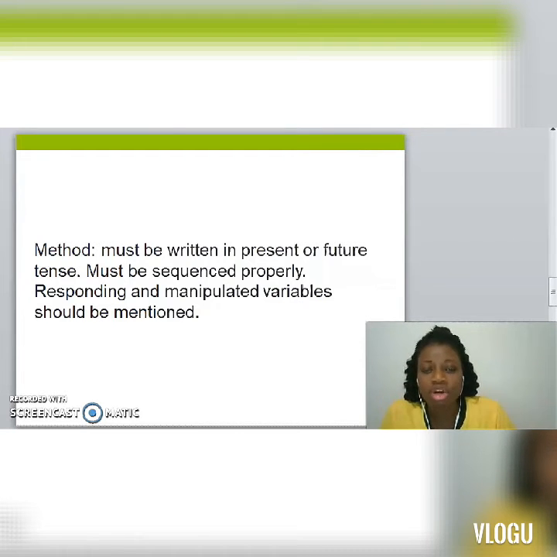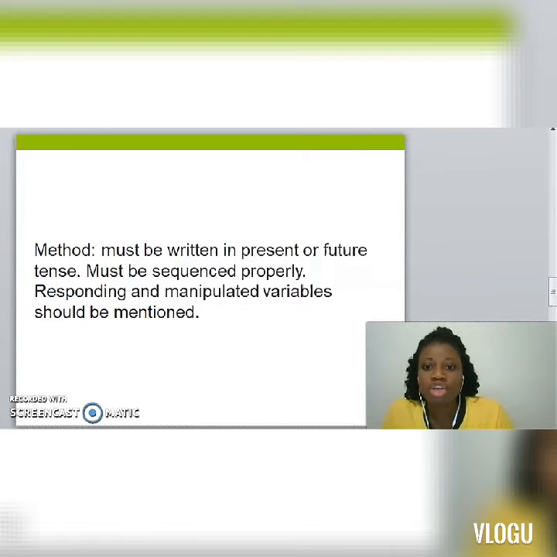The next part of your experiment would be your method, and this must be written in present or future tense, as you may already know. One problem I am having with the method for some persons is that some of you are not sequencing the method properly. So what I want you to do for me is to sit down, read over the method after you have written it, and try to imagine yourself going through the whole process. Because when you imagine yourself going through the process, then you will realize what you missed out.